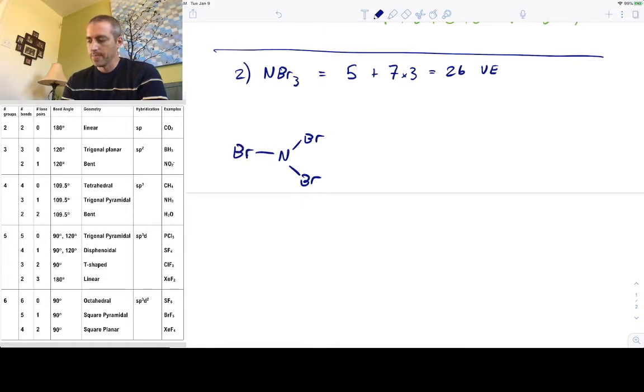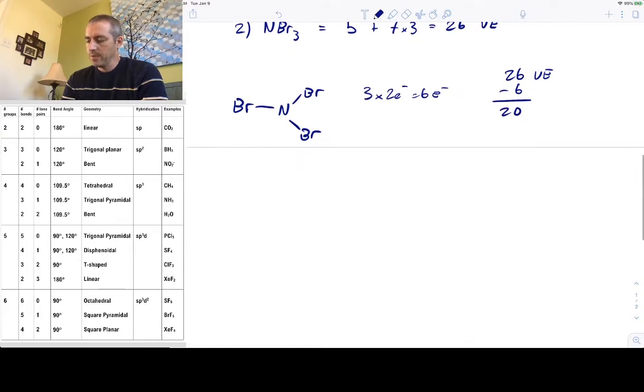Like that. And if you look at the number of single bonds we had to draw to connect it, we have 3 single bonds. Each single bond is 2 electrons, which is 6 electrons we just spent. So if you take our total, which was 26 valence electrons from the first step, subtract the 6 that we used to make our single bonds, that leaves us with 20.